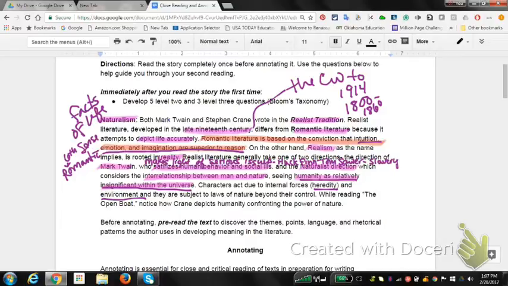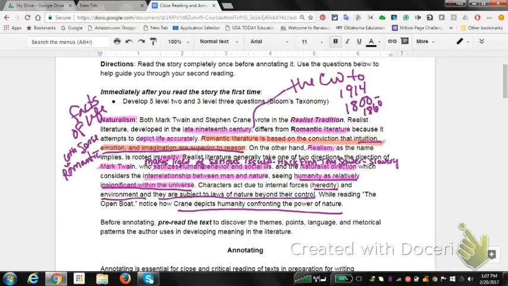He uses Wilson, which is a ball that he gets from his shipwreck or his plane crash, as his companion. And when he loses that companion, he grieves over him. He cries, and it hurts him so much that he gets another Wilson later, okay? What is it for us to survive in our environment, okay? We as humans are subject to laws of nature beyond our control, okay? What is within our control? While reading The Open Boat, notice how Crane depicts humanity confronting the power of nature.